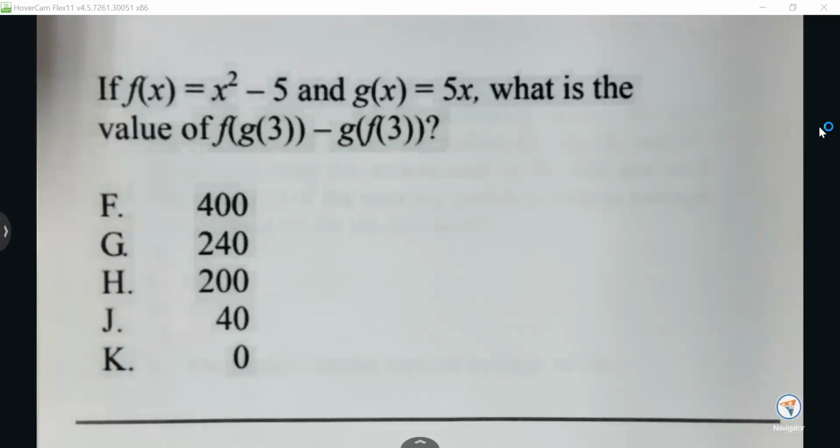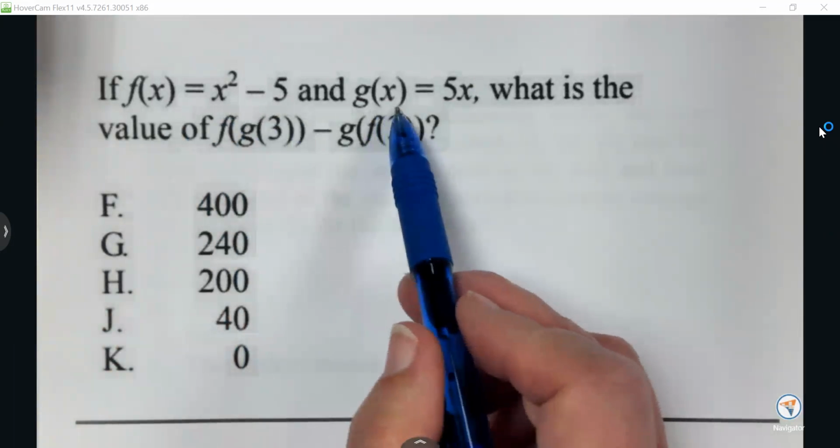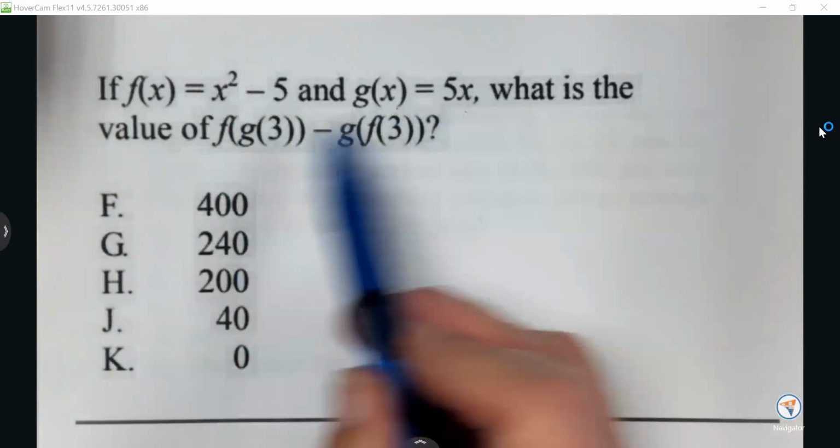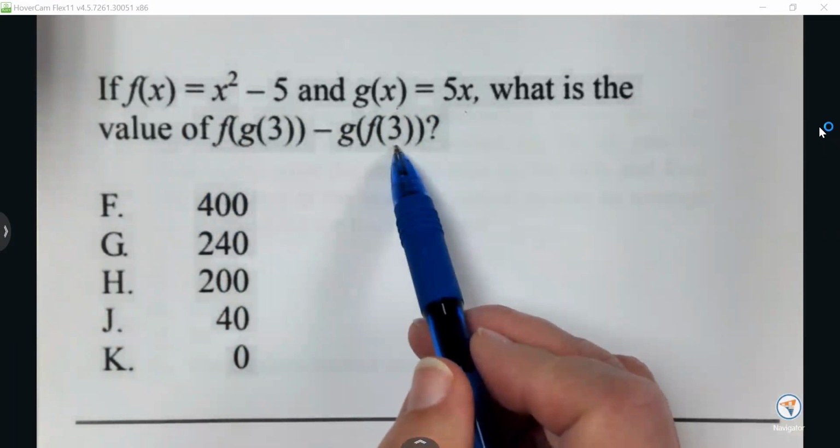I'm Ms. Bissell, and I have a question here today that involves functions and composite functions. We're given that f of x equals x to the second minus 5 and g of x equals 5x. What is the value of f of g of 3 minus g of f of 3? That sounds really difficult, but it's really not.